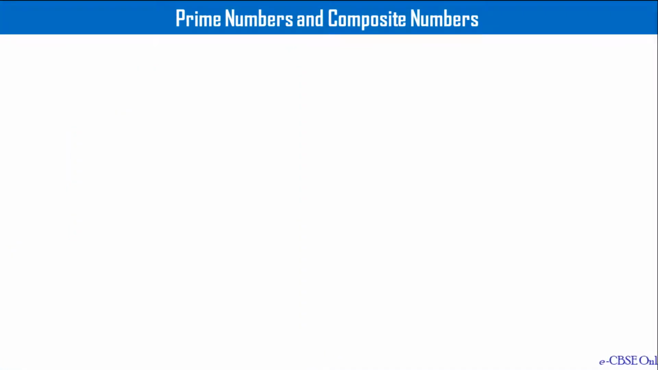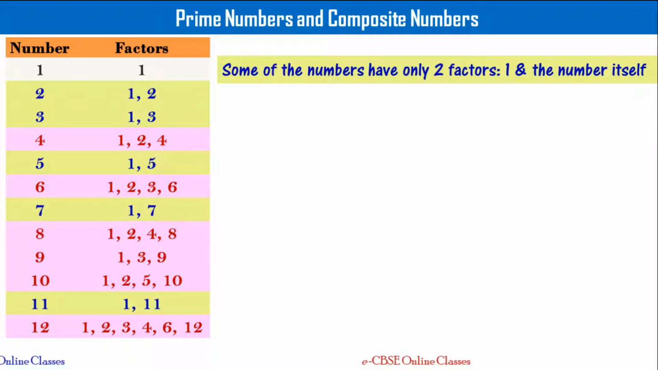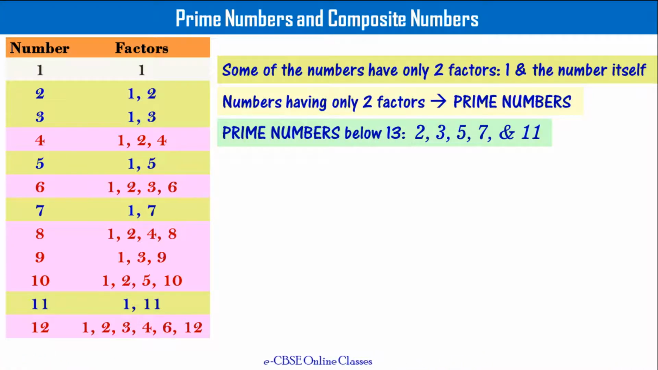Similarly, one can write factors for many other numbers, right? Here I'm writing factors for numbers ranging from 1 to 12. As you see here, some of the numbers have only two factors. Those are 1 and the number itself, right? The numbers that have only two factors are called prime numbers. Please take a note of this. So from this table, we can say that prime numbers below 13 are 2, 3, 5, 7, and 11, right?